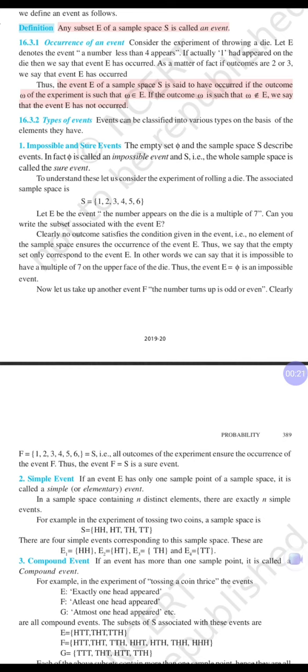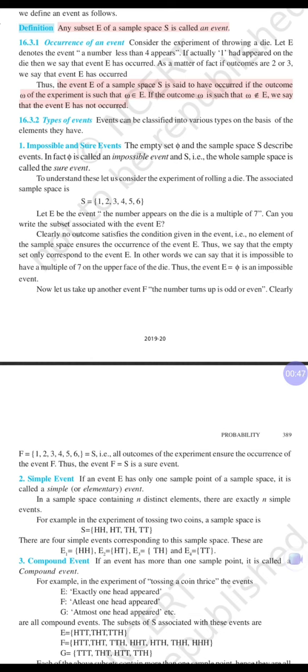It is written here: simple event and compound event. So here, look, sample space S is given: HH, HT, TH and TT. So this is the sample space when we toss two coins. Okay, when we toss two coins, then we get this sample space.